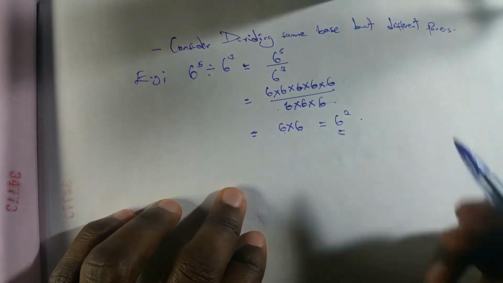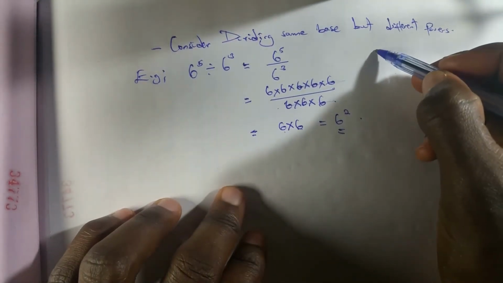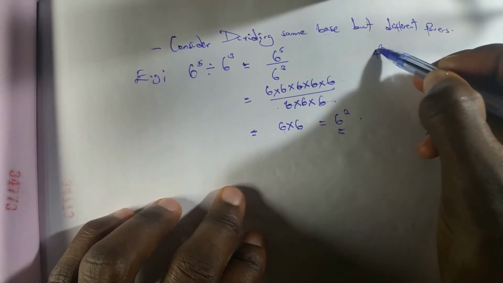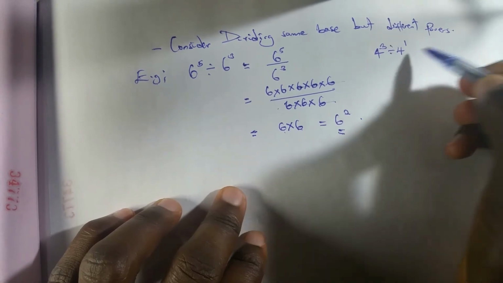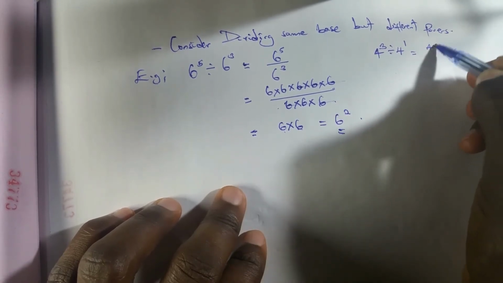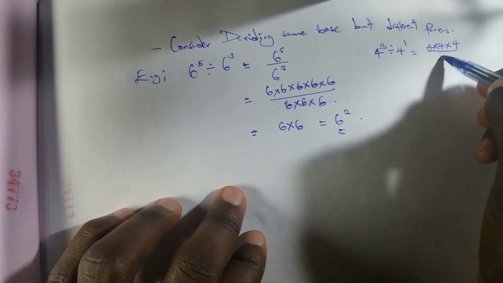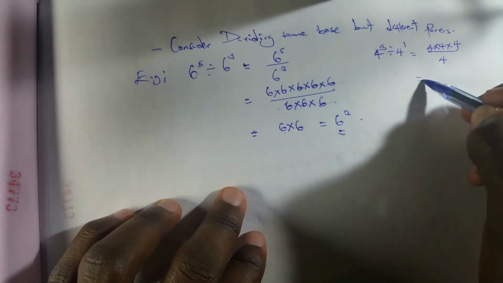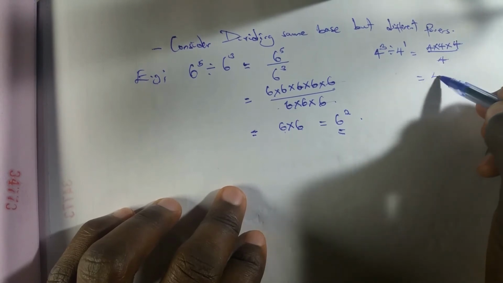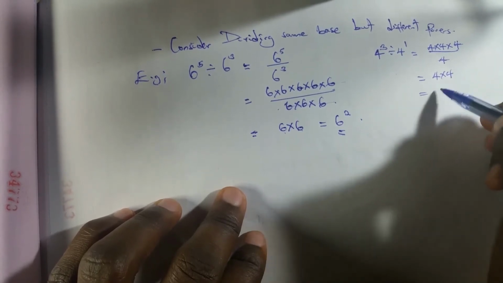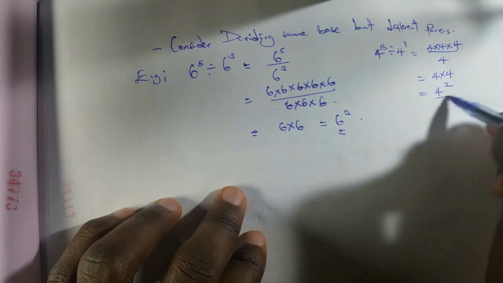If you have another one, let me say 4 to the power 3 divided by 4 to the power 1, this would simply mean 4 multiplying itself 3 times in the numerator, and below, 4 multiplying itself once, so that the 1 goes with the 1 there, and we remain with 4 times 4. Then we have 4 raised to the power 2.